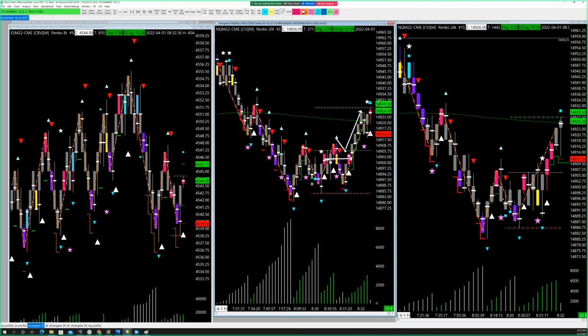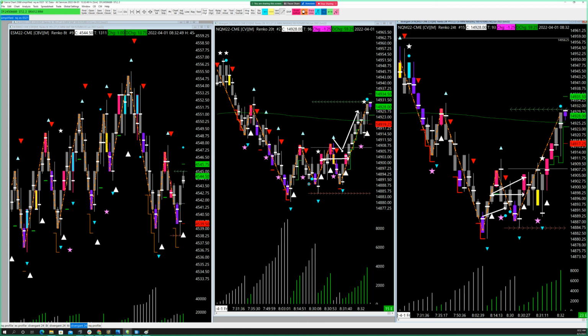Over here on the 24, it was this bar right here. This bar, point of control, stopped out, regained, a little backside push. But now you get the push to the upside on ES.